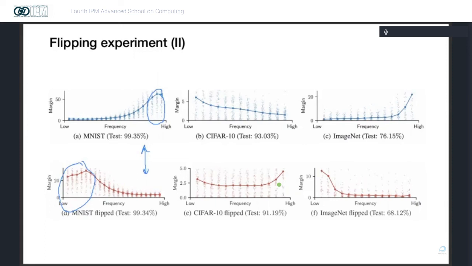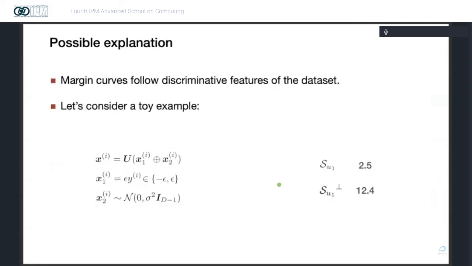So it may be saying that the idea that neural networks have a tendency to create robustness to high frequency perturbations might not be completely right. Actually, it seems that they follow the content of our data set. So by flipping the content of our data set, the robustness behavior has also changed. We see more or less similar trends for the other two data sets. What was the possible explanation? So let's consider some simple data set. I created a data set like that.